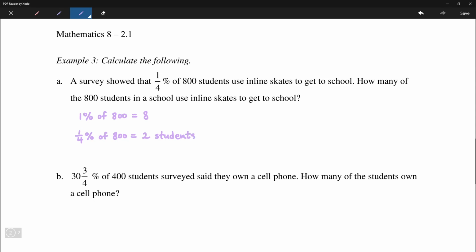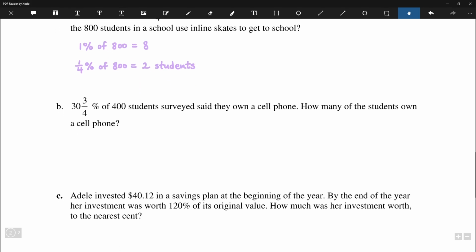So using a calculator may not be necessary for this one. Again, next one, very similar kind of idea. So 10% of 400 is, of course, 40. So 30% of 400 will then be 3 times that, which is 120.